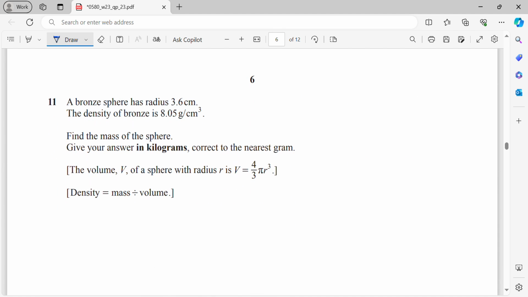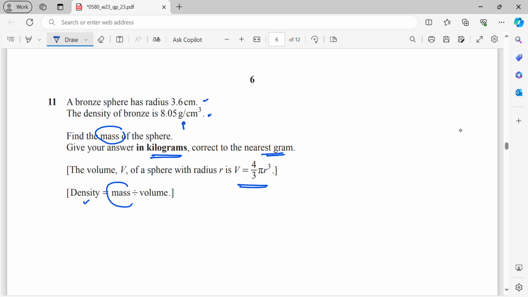Okay, now for question 11, a bronze sphere has radius 3.6 centimeters. The density of bronze is 8.05 grams per centimeter cubed. Now find the mass of the sphere and give your answer in kilograms. Look at here, this is gram, right? Now you have to convert to kilograms and correct to the nearest gram. The volume of the sphere is given as V equals 4 over 3 pi r cubed, and the density is given by this formula. Okay, so now first of all, I have to find the mass.